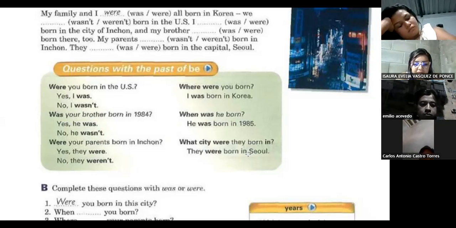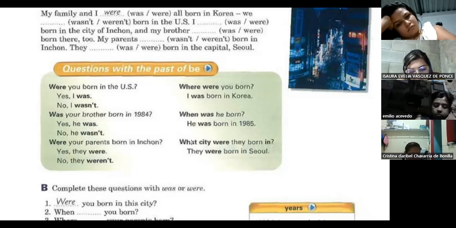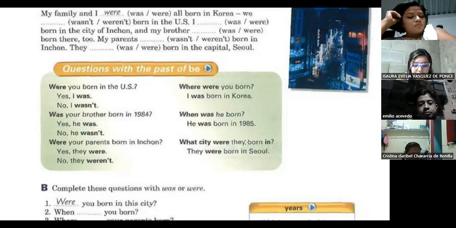The place. If we refer to the place, not exactly the city, then we say where, okay? Si no estamos diciendo exactamente que me digan solo la ciudad, yo voy a decir where, ¿ok? Pero aquí quiero saber específicamente la ciudad. What city were you born in? Y normalmente esta es una pregunta de seguimiento, como decíamos ayer, following questions. Yo pregunto primero, where were you born? I was born in Korea. What city were you born in?